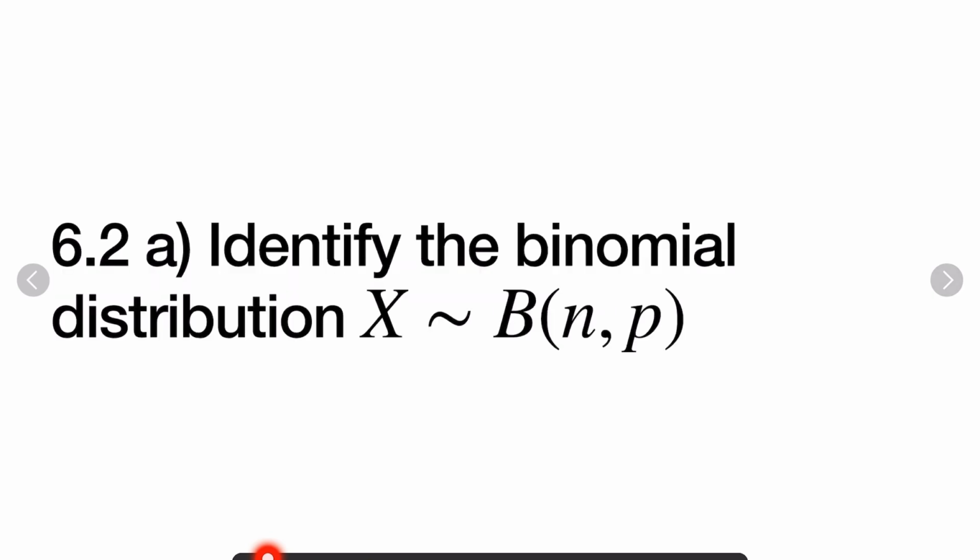Alright, so subtopic 6.2, binomial distributions. We're going to learn how to identify the binomial distribution. So what are the characteristics of the binomial distribution? The binomial distribution is also a discrete random variable, which means you can still count it. Masih lagi boleh dikira. What are the characteristics? Let's take a look.